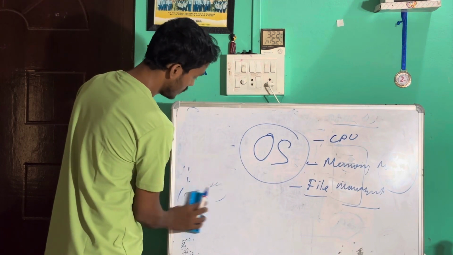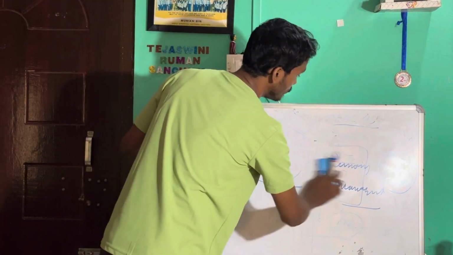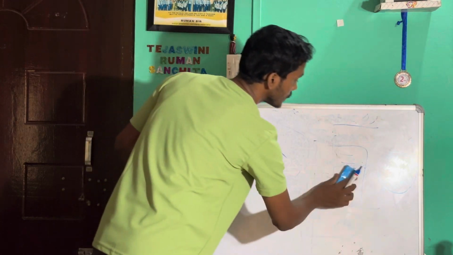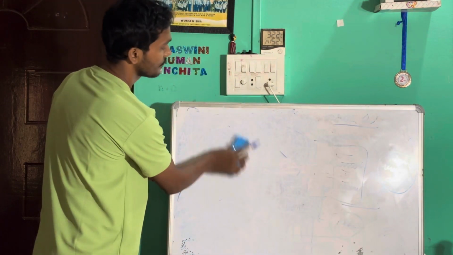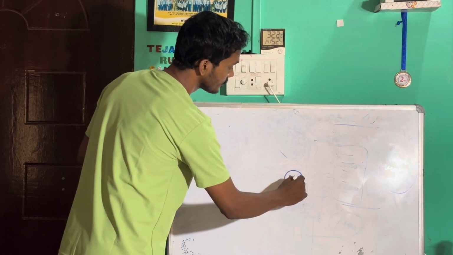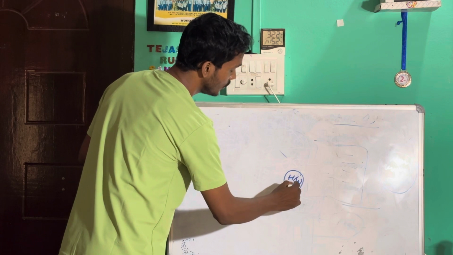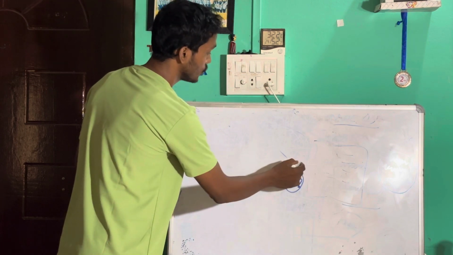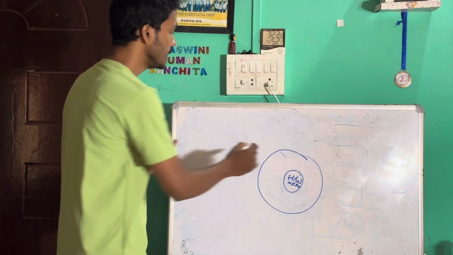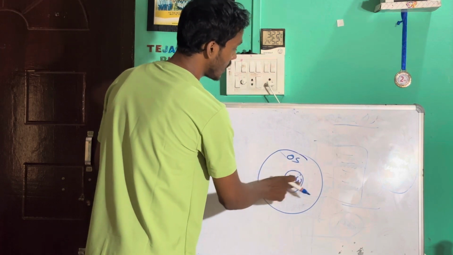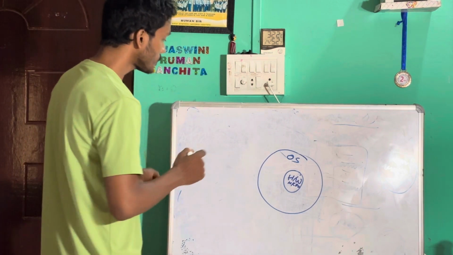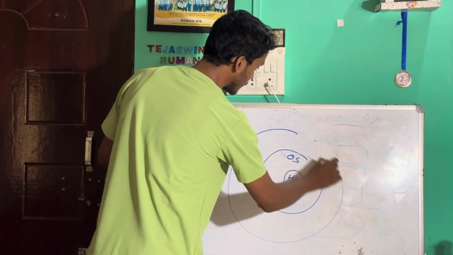Now let me draw one diagram which will help you understand the layers available in the computer system. It's a layered diagram, you can say. Here at the center you have hardware. In the hardware you have memory, you have CPU, you have all the hardware. Over the hardware you have the operating system, which controls the hardware, manages the hardware, and helps the hardware get used. Then you have the application layer, the application software layer.